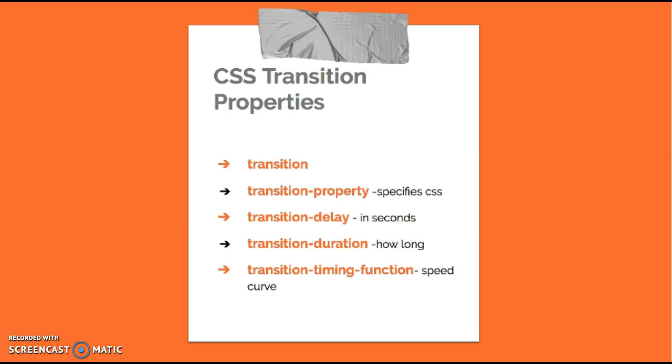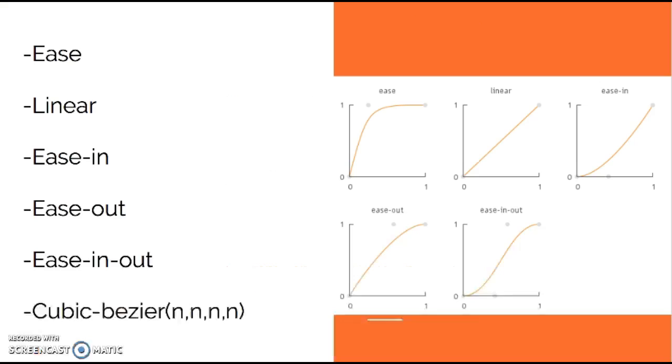So now we're moving on to transition timing function. This one's a little bit trickier with a lot more options. Essentially, it specifies the speed curve of the transition effect. Within this property, there are 6 values, and with each value, I have a picture here.